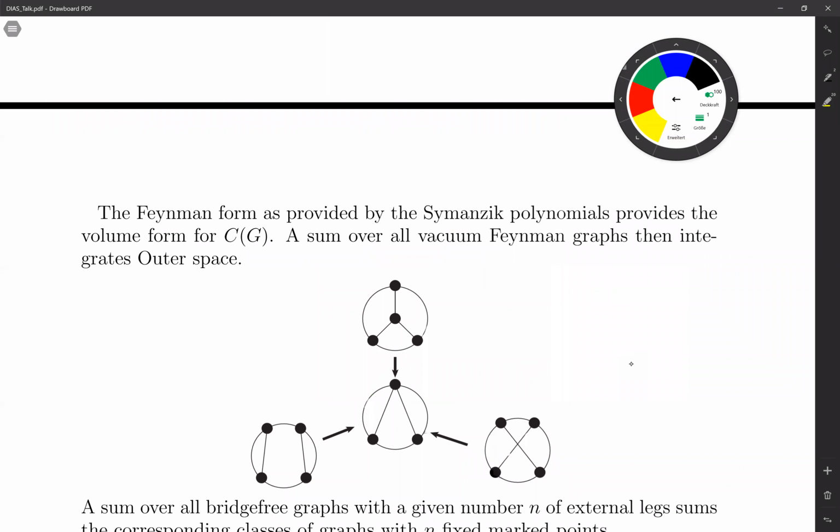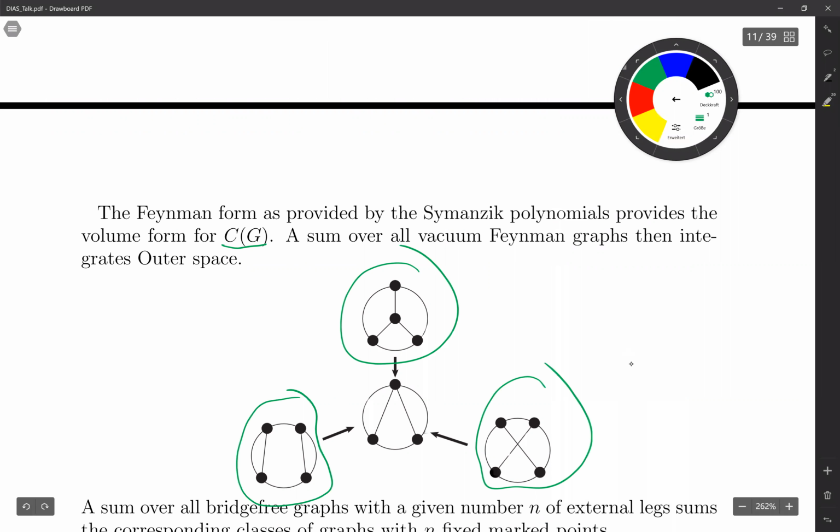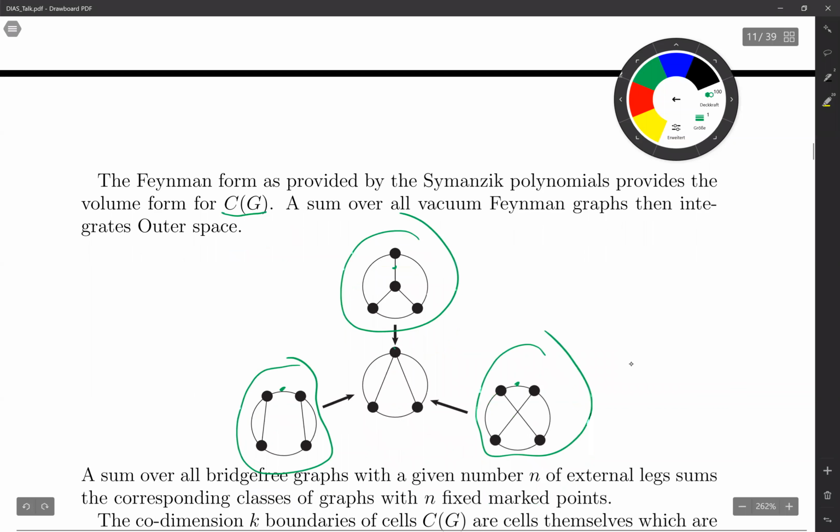Now, outer space is built by gluing the cells together, which basically means you have different graphs which have the same number of vertices, so they belong to the same entry in my subhopf algebra. For example, if I shrink a certain edge, I go here, or I shrink this edge and go here, or shrink this edge and go here. So these are three different cells which have a common codimension 1 boundary. That's the way these cells are glued together.